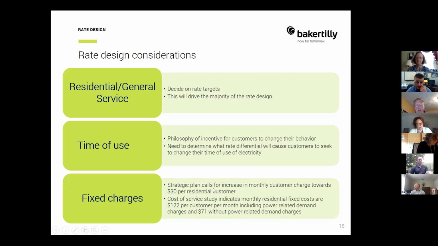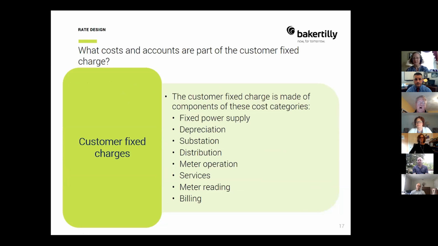Now, your strategic plan called for an increase in your monthly customer charge toward $30 per residential customer. In the cost of service study for CMLP, we found that your monthly residential fixed costs are about $122 per customer per month, including power-related demand charges. Once you take out those demand costs, the customer charge would be about $71 per customer per month. And you're probably thinking, well, how could that possibly be?